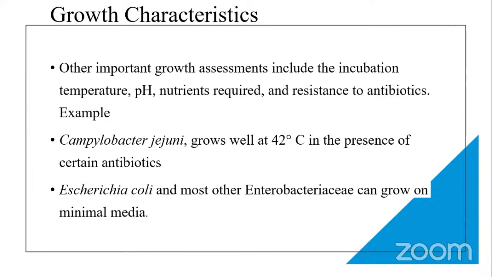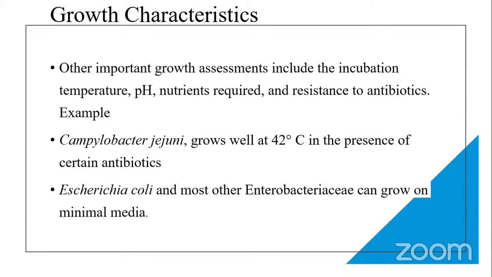Additionally, Campylobacter will grow in the presence of certain antibiotics that are used to select it from other organisms. The reason for this is because Campylobacter is a slow-growing bacteria. It doesn't grow faster. So these antibiotics help to slow down other organisms, and the temperature also serves as an inhibiting factor.